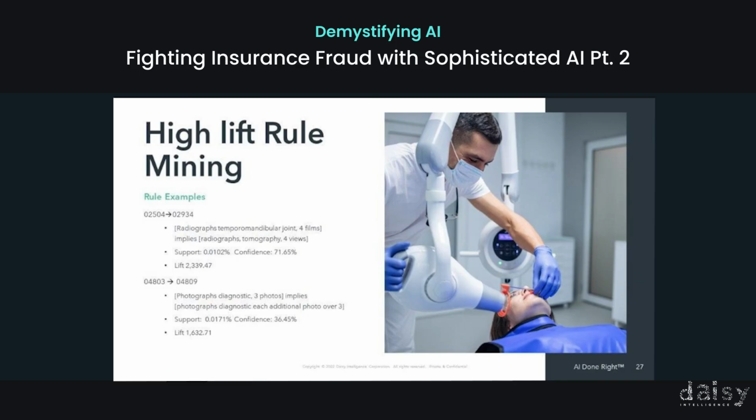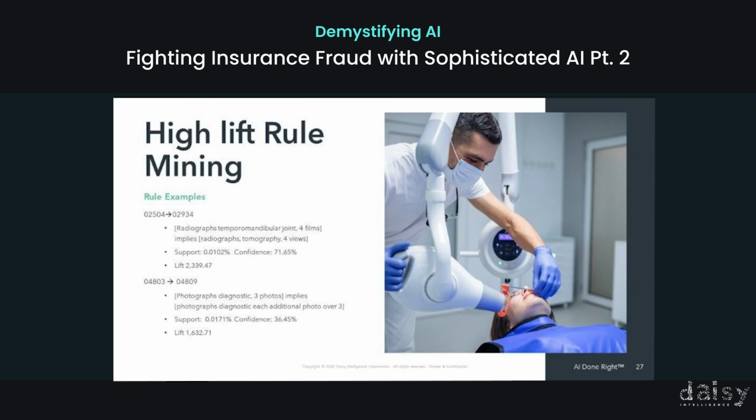So, things that always belong together. If you get x-rays for a certain joint with 4 films and you get a tomography done, I'm not a dentist, so I don't know what tomography is, these go together 2,000 times more than statistical expectations. So the fact that these belong together when they are not together, that's just odd. If you see one without the other, that could be somebody trying to create a fraudulent claim, not understanding dentistry.